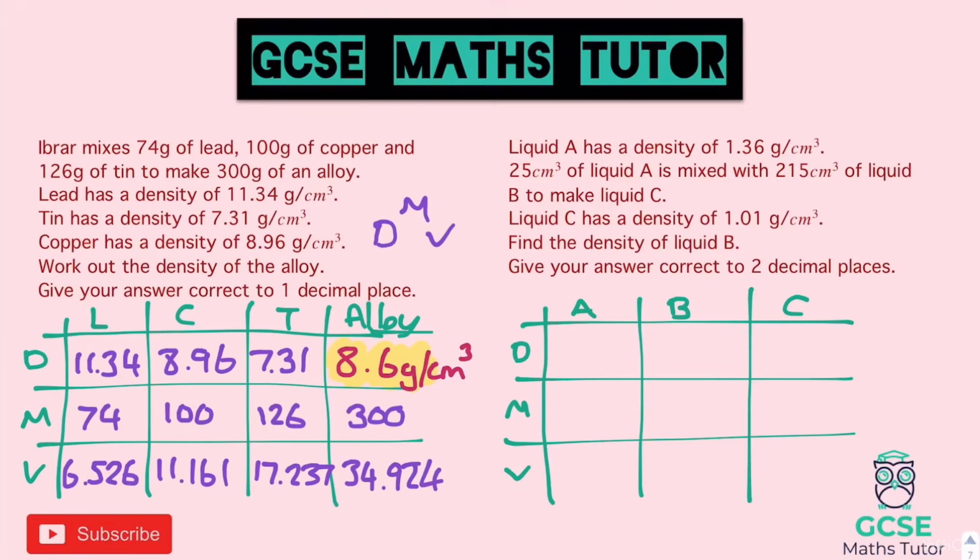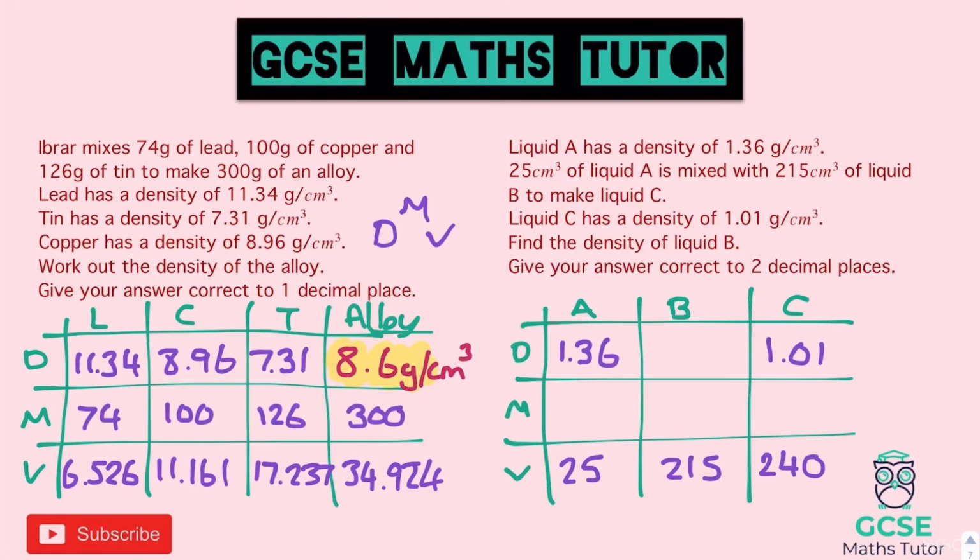Okay, so filling in the pieces that we've got then, liquid A has a density of 1.36. We've got 25 centimetre cubed of A, so that's a volume, mixed with 215 of B, and that's going to make liquid C. So straight away we can add those together, that's 240. Then liquid C has a density of 1.01, so that's going to go there. And find the density of liquid B, correct to 2 decimal places.